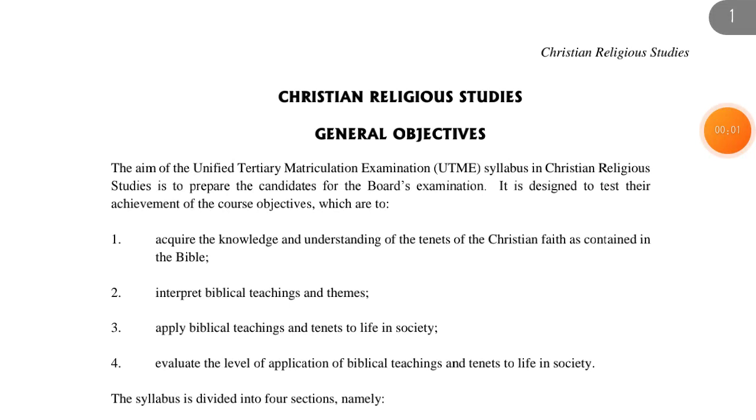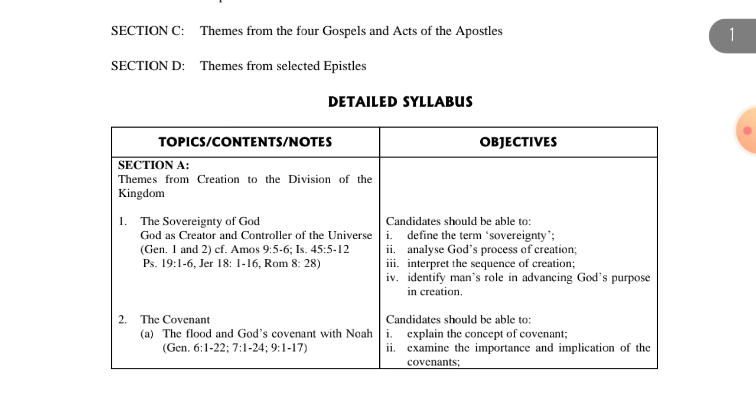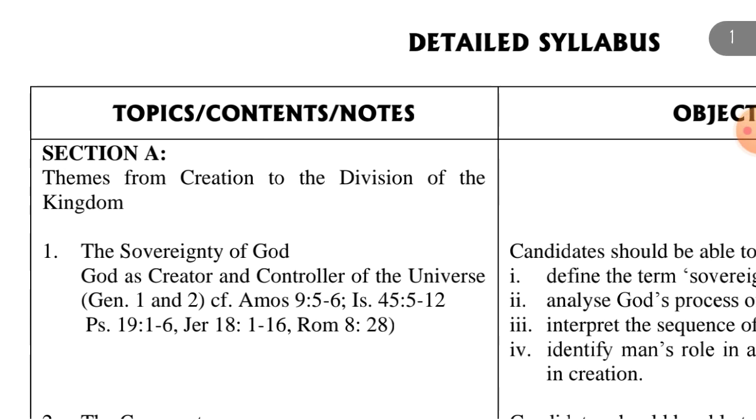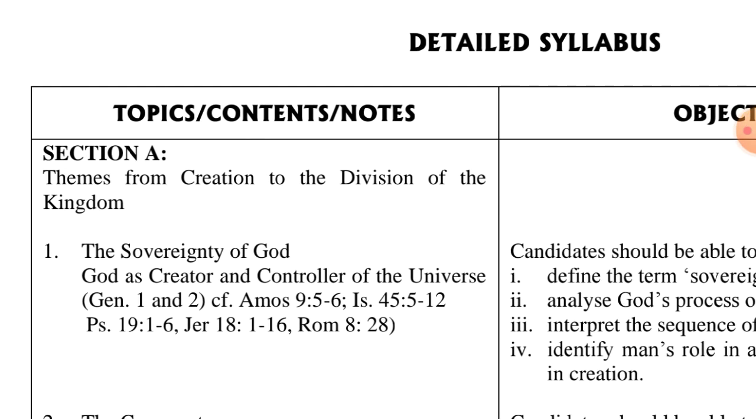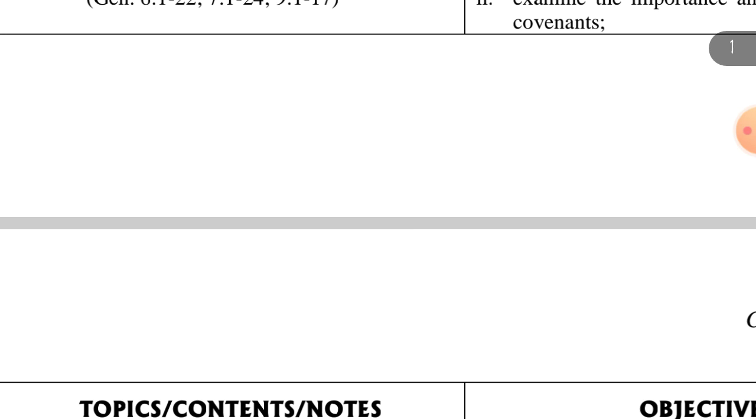You will be writing CRS, Christian Religious Studies, in your JAMB this year. Here are the topics to focus on from the JAMB official syllabus. This is the scheme of work. Number 1 in Section A is sovereignty of God. Number 2 topic is the covenant.